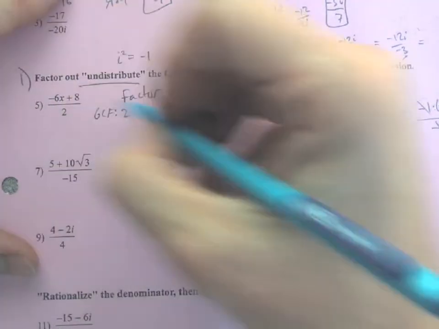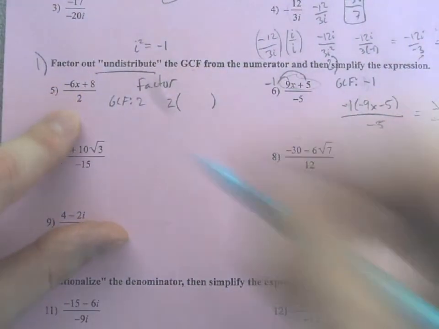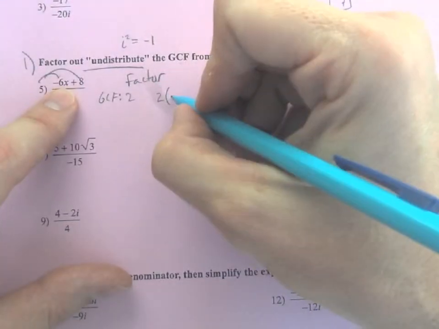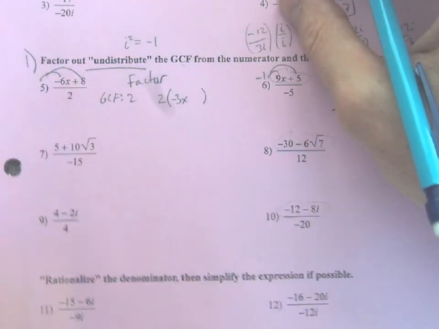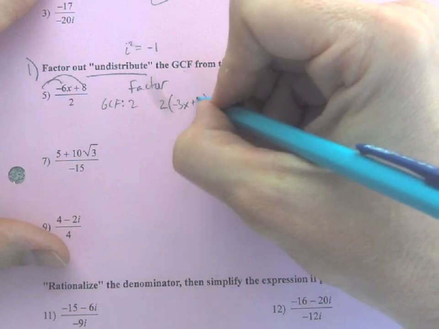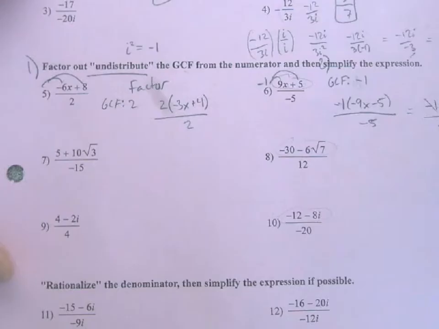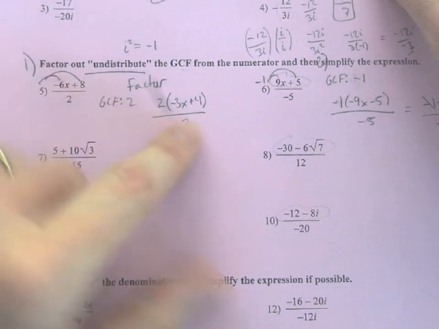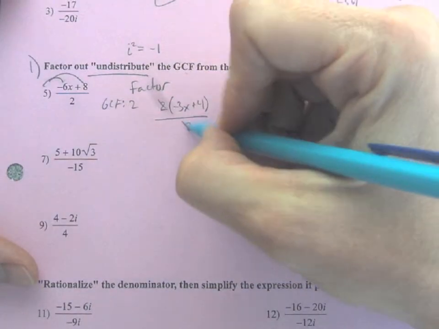So what we're going to do is we're just going to undistribute 2 from the top. So it's like dividing out a 2 from both terms. So negative 6 divided by 2 is negative 3. And don't forget the x. And then 8 divided by 2 is 4. And since it's positive, we're going to add those two. Okay, so we found the greatest common factor of the numerator. We undistributed it, or factored it, and now we can cancel out these guys.